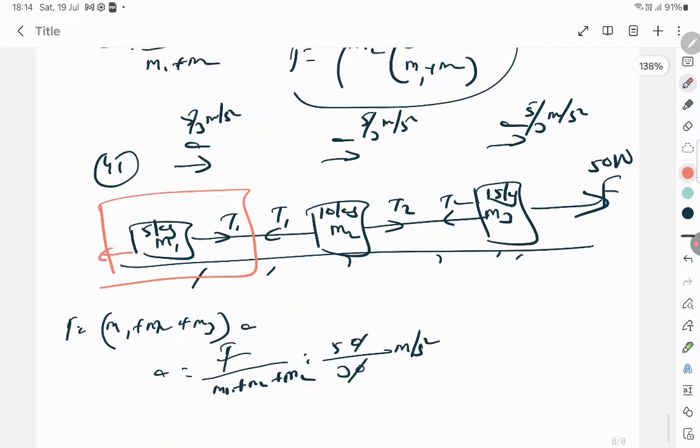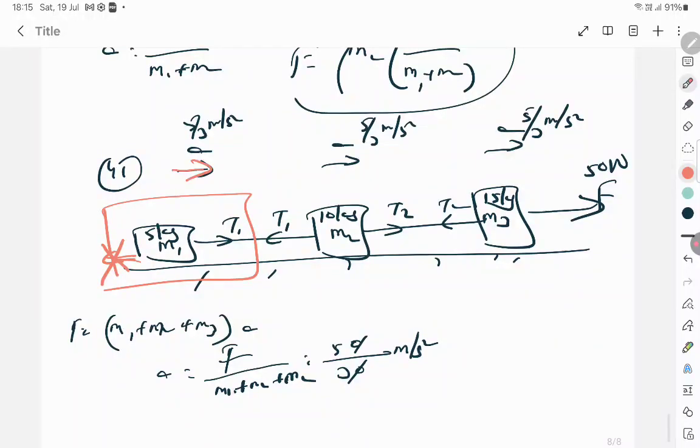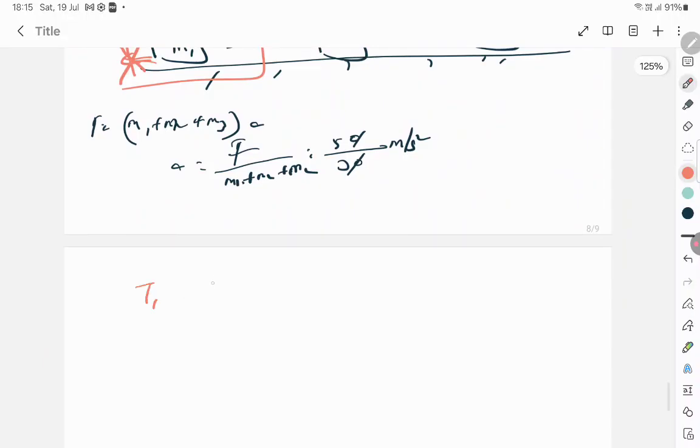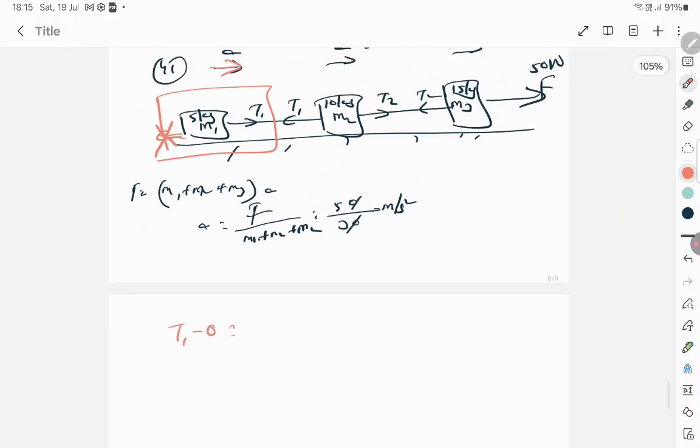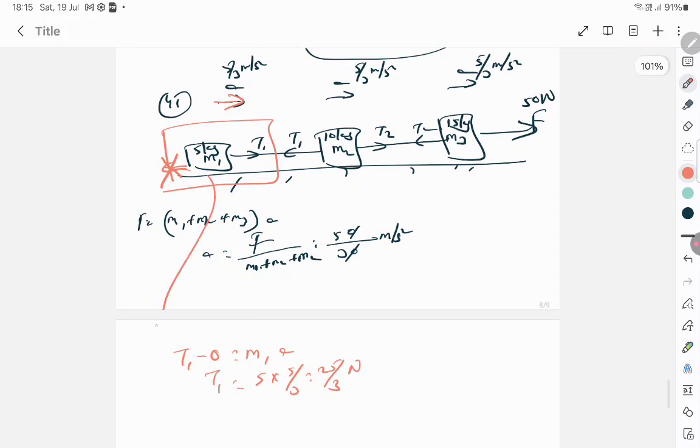There is no friction. Normally friction will act like this when you pull towards the right, with tension on the right side. But there is no friction, and the body is going towards the right, in the direction of the greater force, T1. So tension T1 minus 0 is equal to mass m1 into A. m1 is 5, acceleration is 5 by 3, so T1 is 25 by 3 Newton. I found T1 using this free body diagram, because it is right force minus left force, and there's no frictional force because it's a smooth floor.